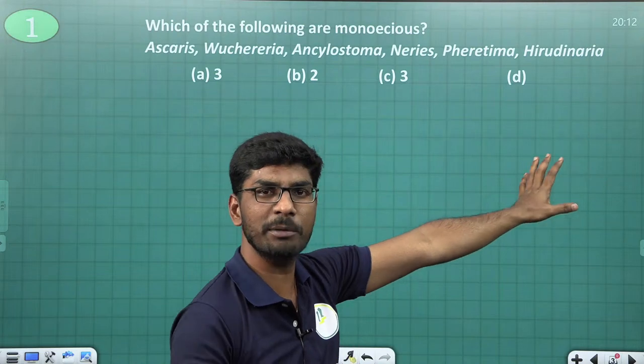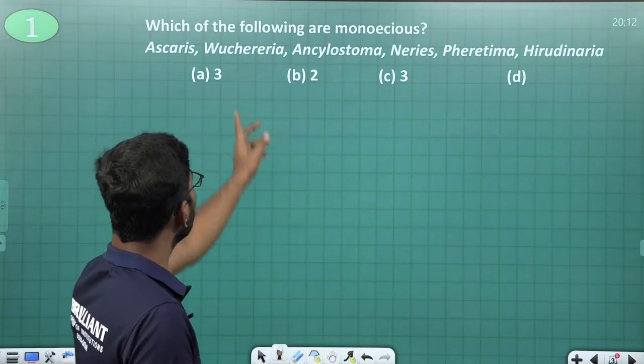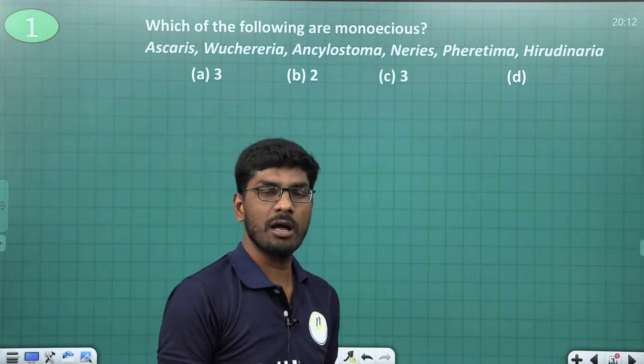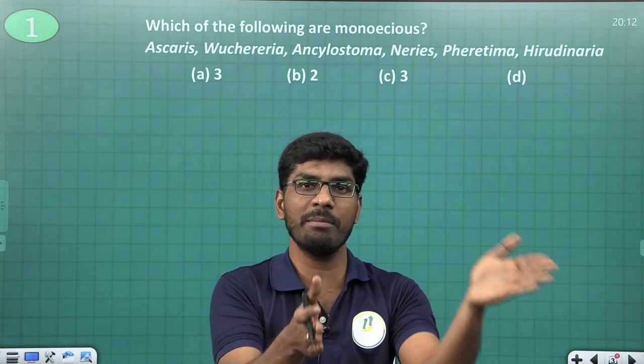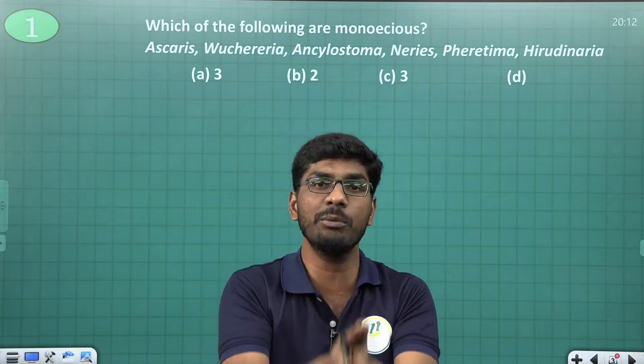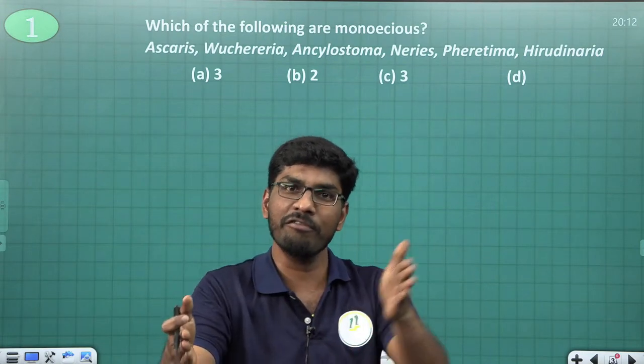Many of the students gave the correct answer, but a few students are confused, I think. So look here, what is given in this question? Which of the following is monoecious? How many times have I said mono, single? If male and female sex organs are in the same individual, it is called monoecious. Dioecious: male separate, female separate.